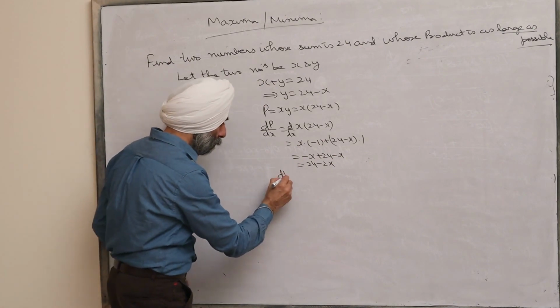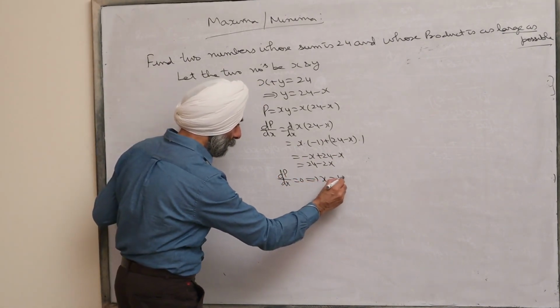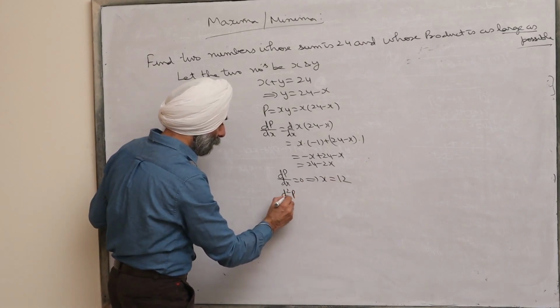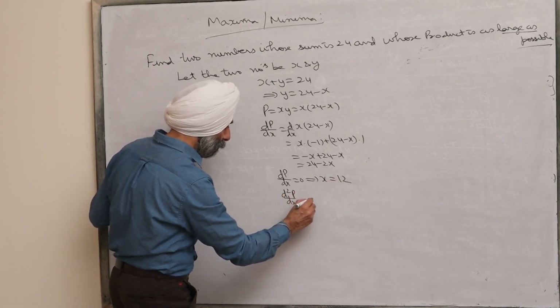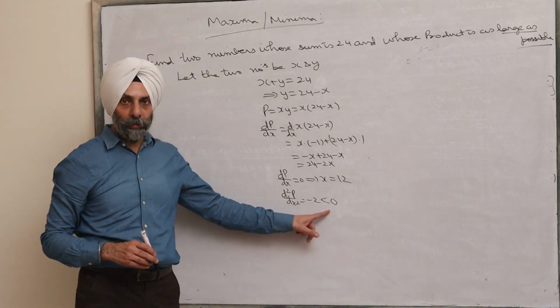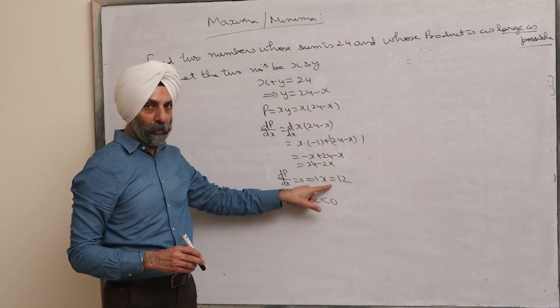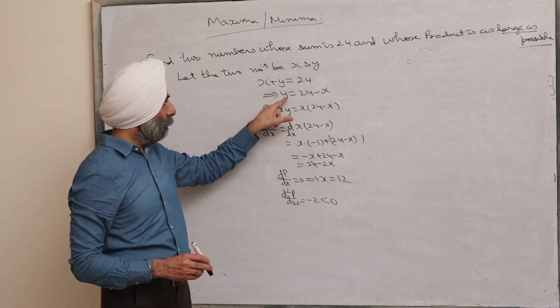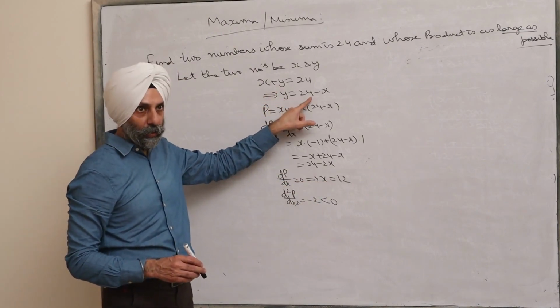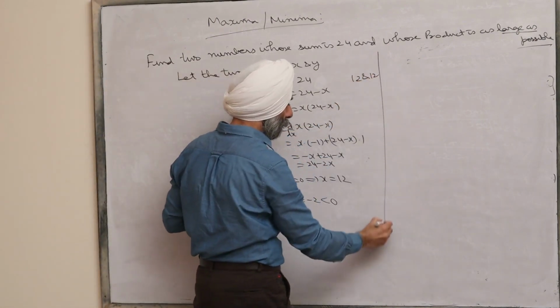So accordingly you equate dP over dx equal to 0. This implies x is equal to 12. Find out the second order derivative, which comes out to be minus 2, which is less than 0, implying maxima. So we have the product maximum when x is 12. x is 12 implies y is also 12. So the two numbers are 12 and 12 here.